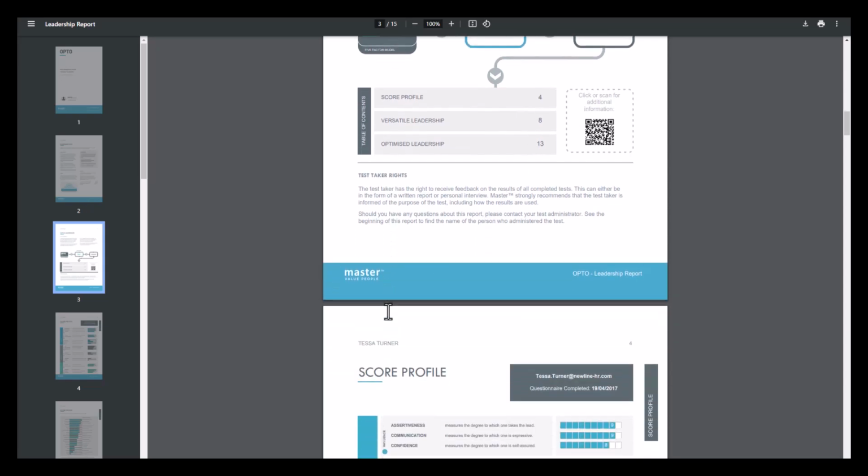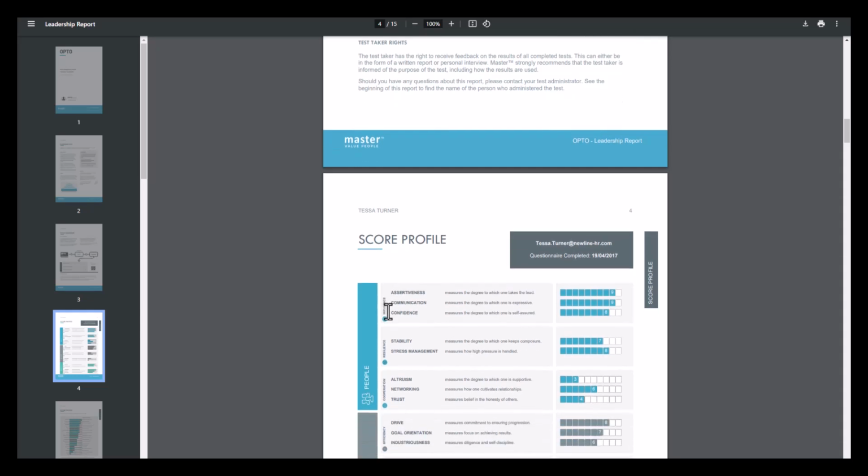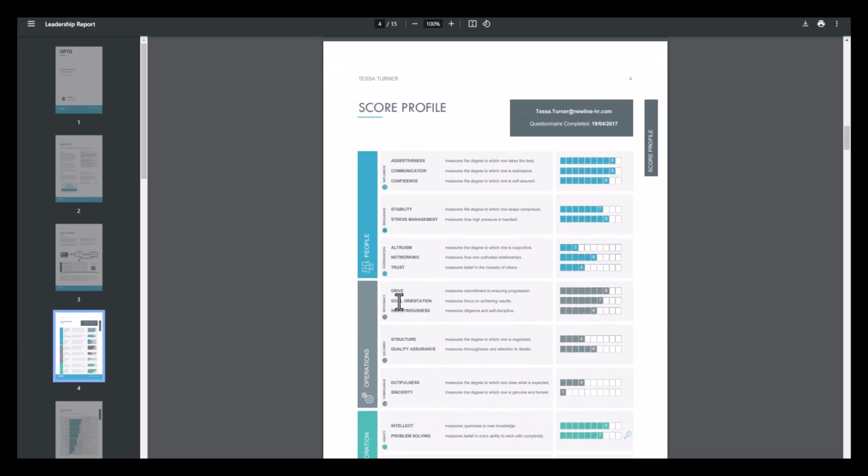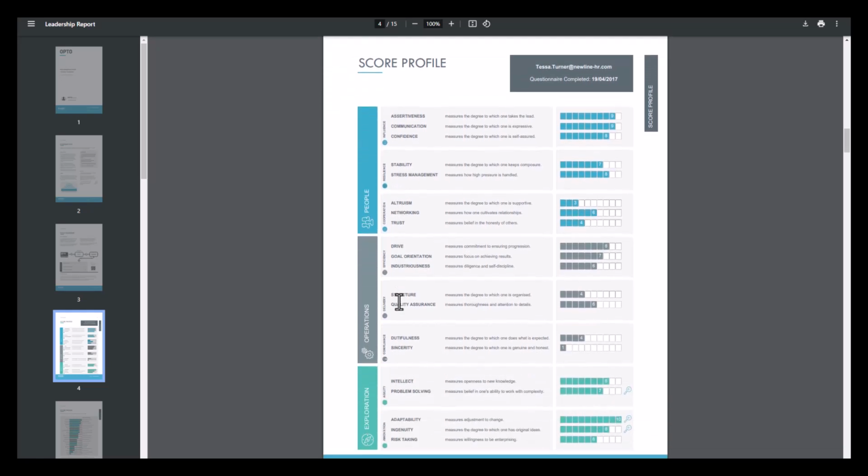On page 4, we move into the actual results. For those of you who are familiar with working with OPTO, you'll notice that we go deeper than usual. Typically, we work at the dimension level, where there are 8 traits. But here, you can see that we've gone deeper and examine our 20 aspects.